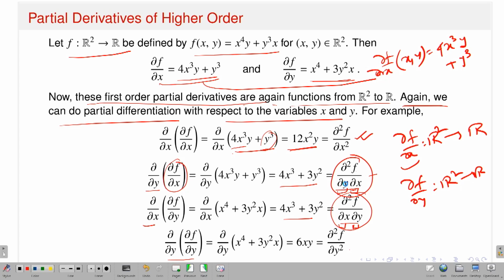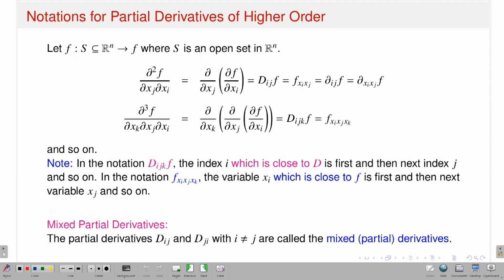So, what will happen for Rn to R? So, Rn to R as I have written here. So, notations for partial derivatives of higher order. If I have a function f from some open set, a subset of Rn, to R, then this is the notation I am writing. Look, del 2f del xj del xi.